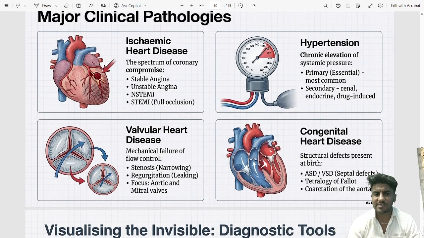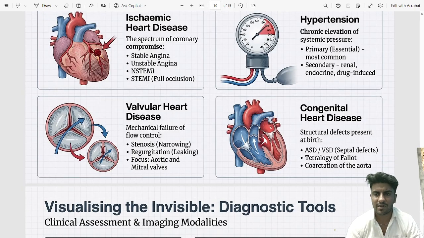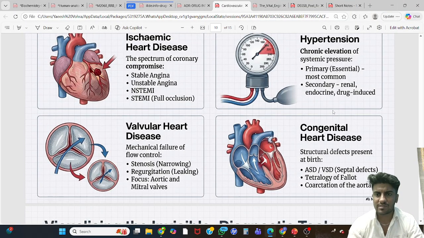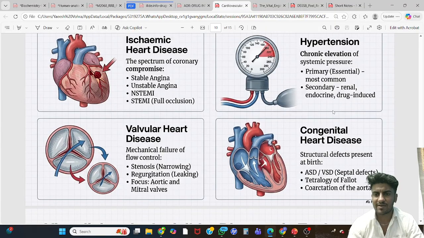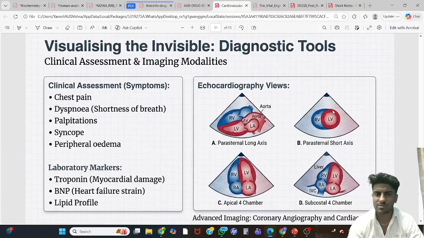Then there are NSTEMI and STEMI, non-ST segment elevated myocardial infarction and ST segment elevated myocardial infarction, that are very, very commonly involved. Along with this, you also have primary and secondary hypertension, in which renal or endocrine disorders or some drug-induced diseases can occur.